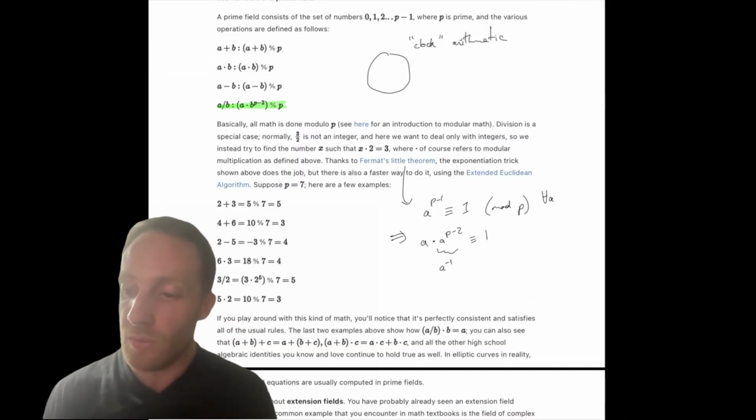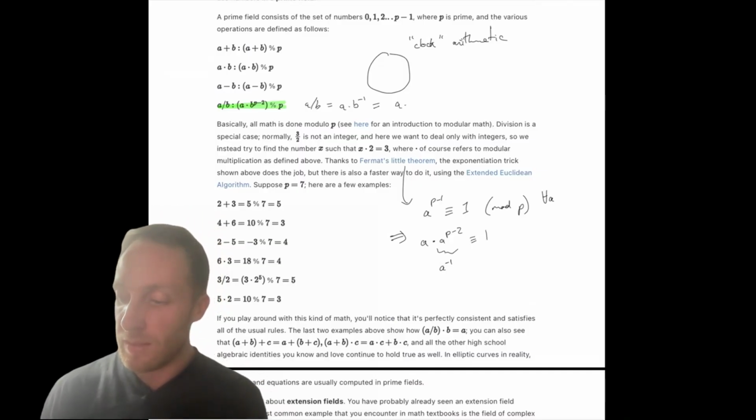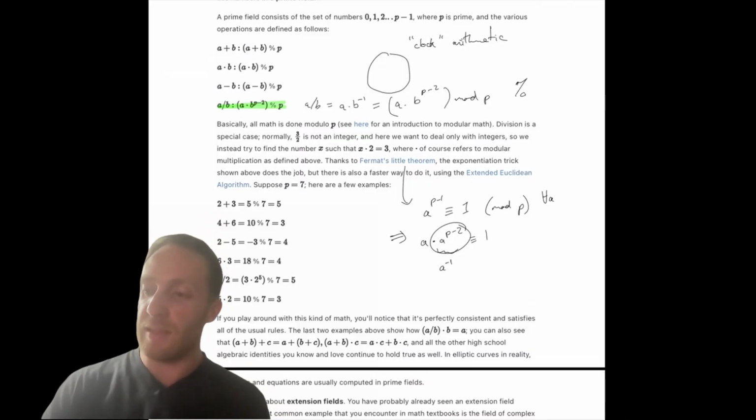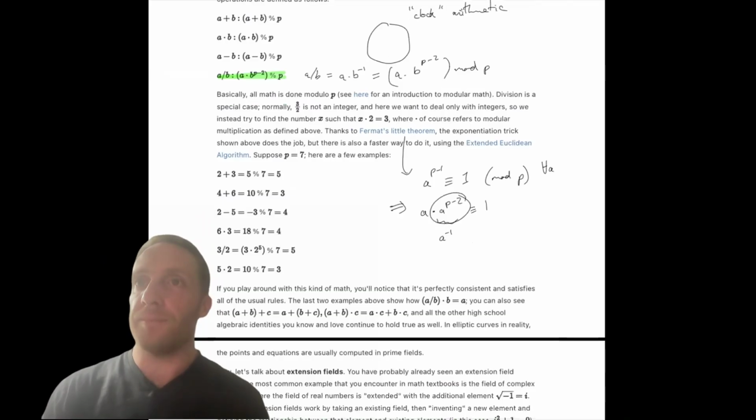So that's basically what he's saying here. When you do A divided by B, it's equivalent to doing A times B inverse. And the inverse of B we set here as B to the p minus 2, and then all of this you need to mod by p. He uses this to mean mod. That's all that this is. And so, right, that's basically it.